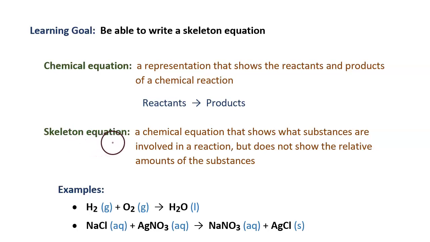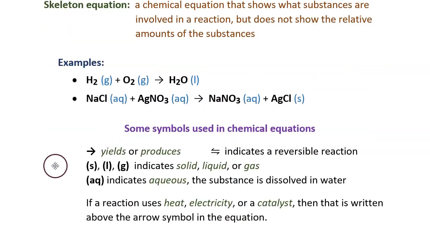A skeleton equation is a chemical equation. It shows what substances are involved in a reaction, but does not show the relative amounts of the substances. Here are some example skeleton equations. Notice the arrow symbol right there.